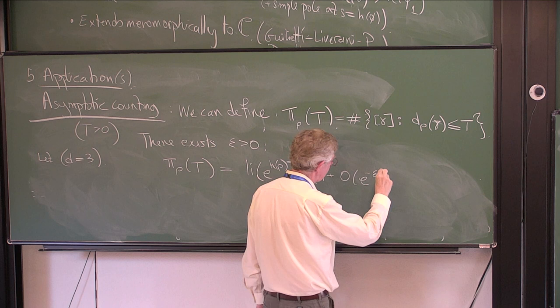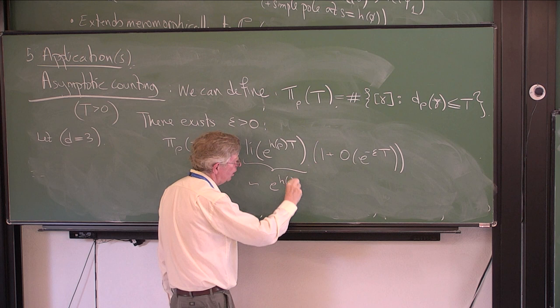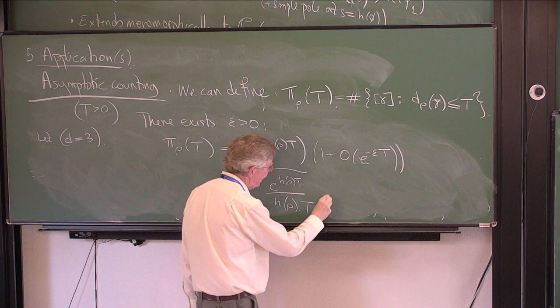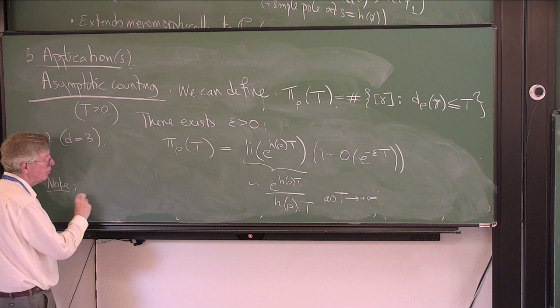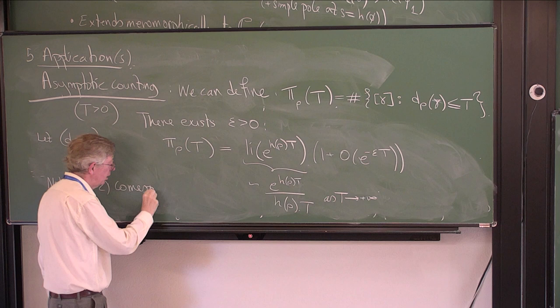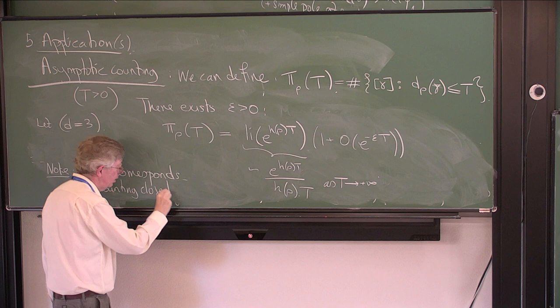And this rather mysterious object, whatever else it is, is just asymptotic to e to the h rho t over h of rho times t, as t tends to infinity. And so in the case of t is equal to 2, this would correspond to the formula for counting closed geodesics. In the great tradition of Selberg and Margulis and these guys.